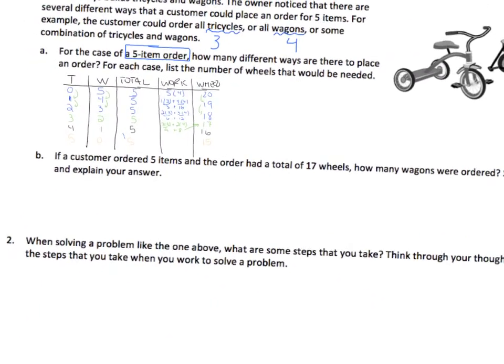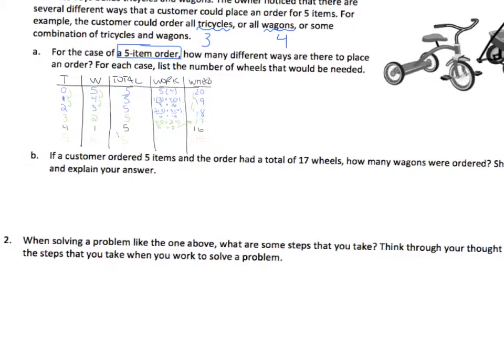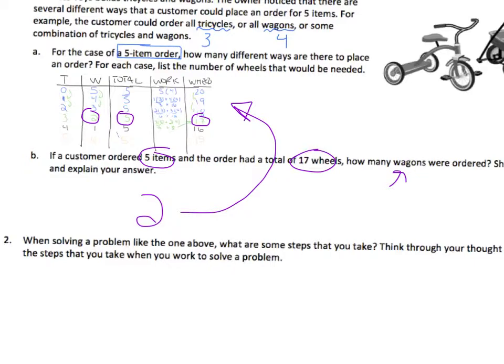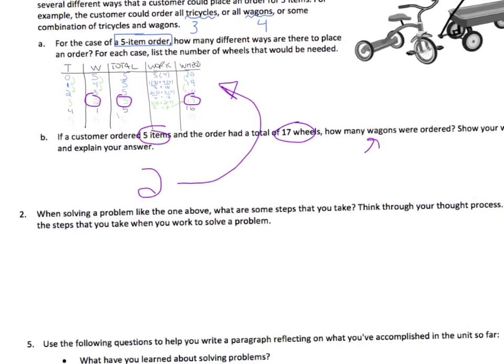Let's attack question 2. If a customer ordered 5 items and had a total of 17 wheels, how many wagons did they order? Now, here's the other thing about making an organized list. Answers further down the line become much easier. Check this out. 5 items, 17 wheels. Here's 17, 5 items. So the number of wagons they ordered should just be 2. And the evidence is the table itself. So again, more work initially, keep myself organized, gives me a lot faster ways to answer problems later.